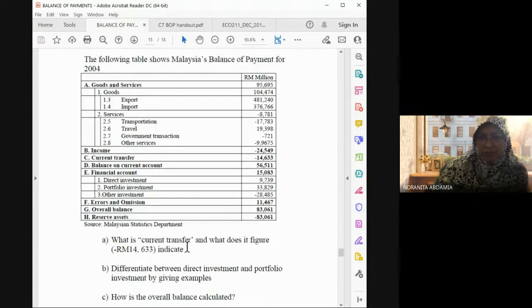What is the current transfer and what does the figure negative 14 indicate? So, current transfer berapa? 14,633. So far tadi what I explained, current transfer means the unilateral transfer. Okay, so one-way transfer. If negative, that means apa? There is a greater money outflow. Alright, so tricky-nya, boleh ke you interpret kat sini?